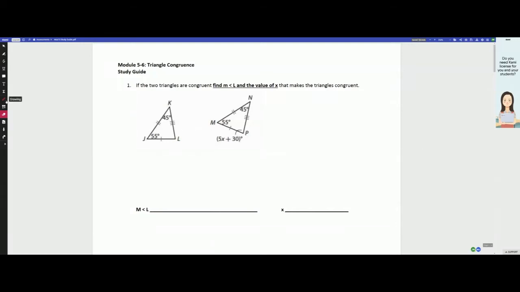Hi guys, so this is for module 5 through 6 for triangle congruence. If we're looking at number 1 here, we see two triangles and they say that they're congruent. Awesome, okay. That means each corresponding side has to be congruent to the other corresponding side.